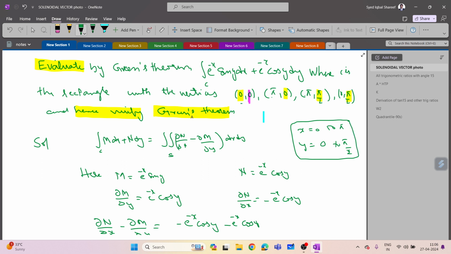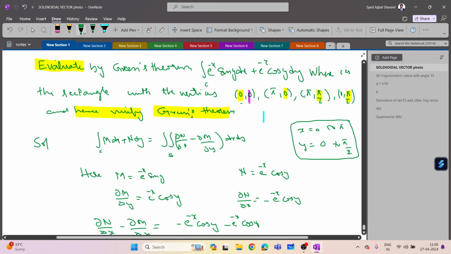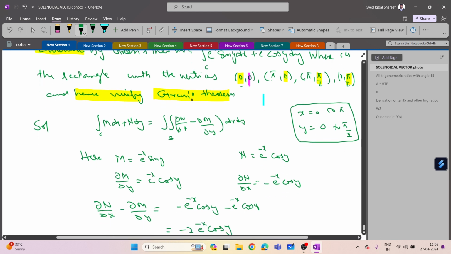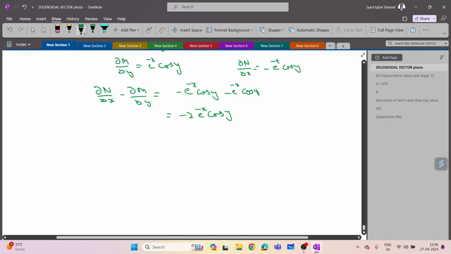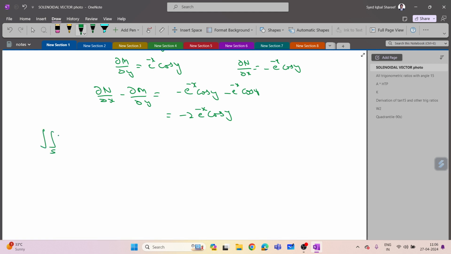That is the constant limit. So we don't have to worry about a variable limit. Both are constant: 0 to pi, 0 to pi by 2. So now the double integral taken over the surface of dou N by dou x minus dou M by dou y dx dy is the same as the double integral of minus 2 e to the power of minus x cos y dx dy.